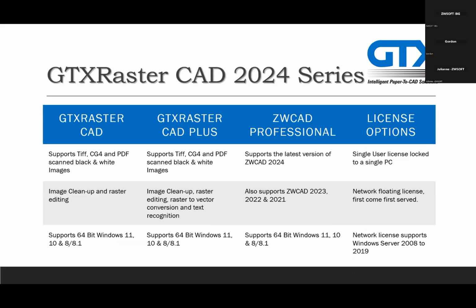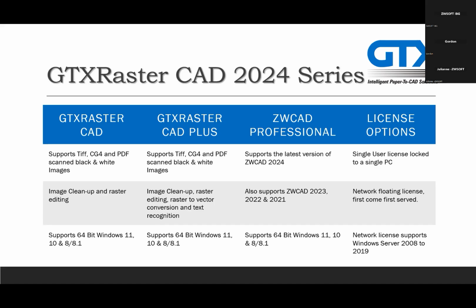We have two products. We have GTXRaster CAD and GTXRaster CAD Plus. GTXRaster CAD gives you the ability to open, clean up, and edit a scanned image. And as you can see, we can support TIFF, CALS Group 4, PDF. The Plus version is exactly the same as Raster CAD, but it gives you the additional raster to vector conversion. So that's going from a scanned image to a DWG. And we can also do text recognition. So if you have text within the drawing, we can actually convert the scanned text to proper CAD text, so vector text.